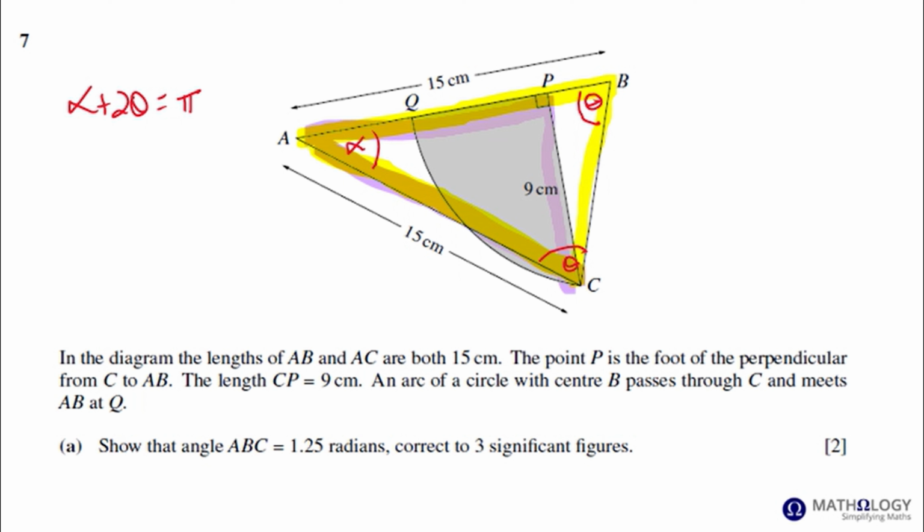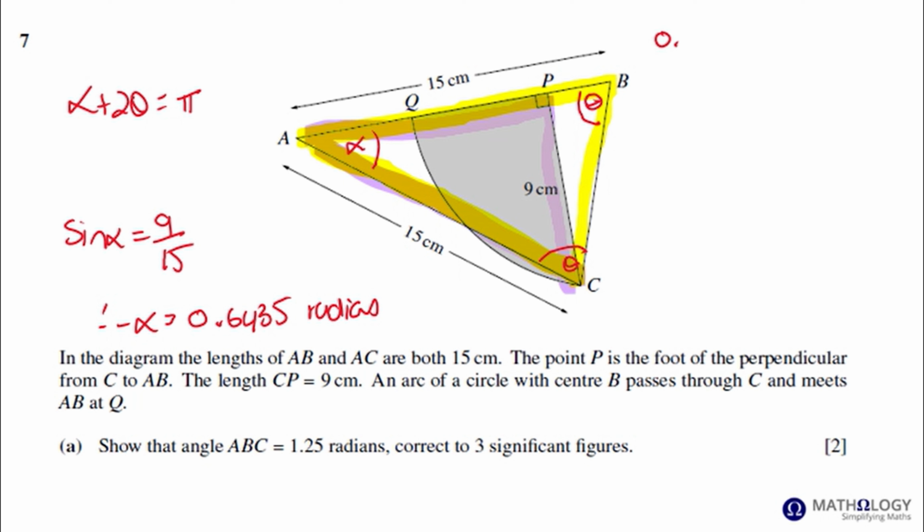So we have the length of PC, which is 9. We have the length of AC, which is 15. So relative to alpha, PC is opposite and AC is the hypotenuse. So opposite over hypotenuse is sine alpha. So sine alpha equals 9 over 15. Therefore, alpha equals 0.6435 radians. We can now work out theta.